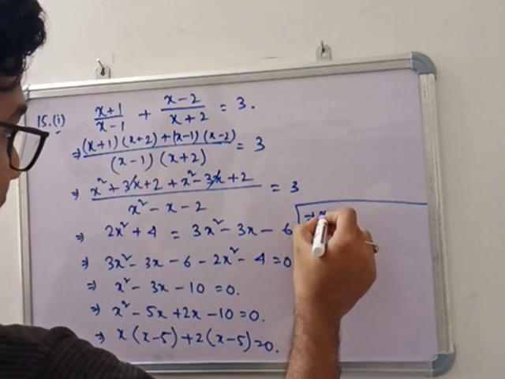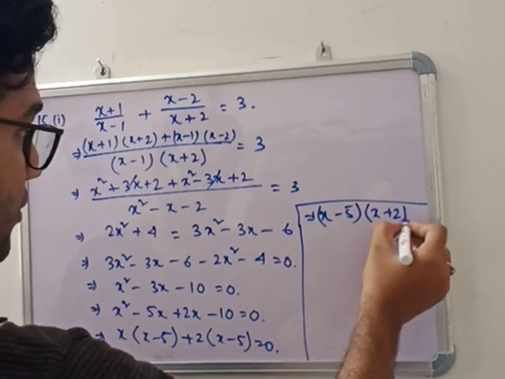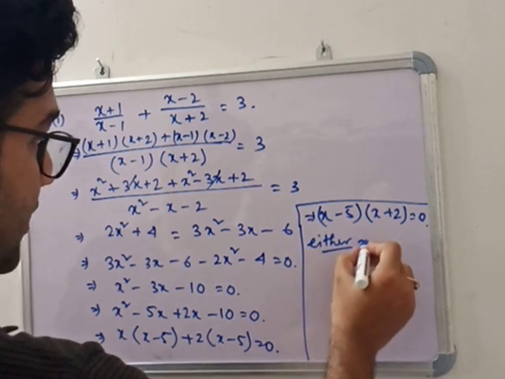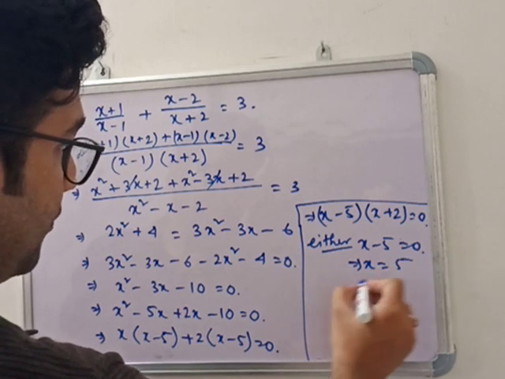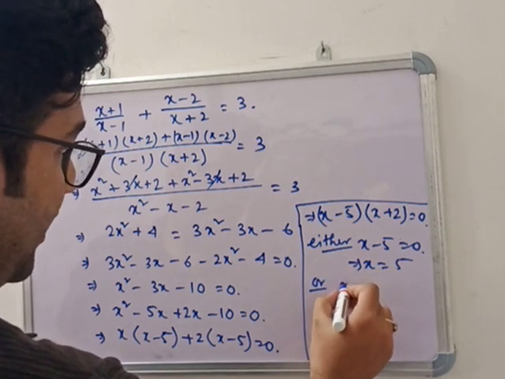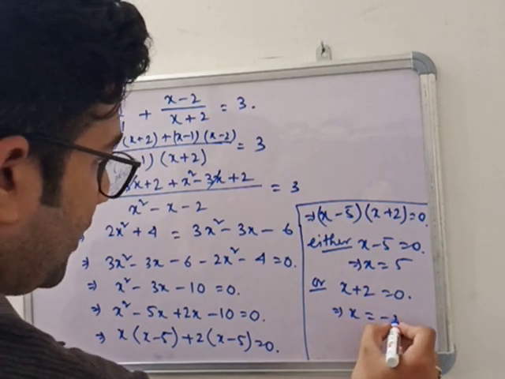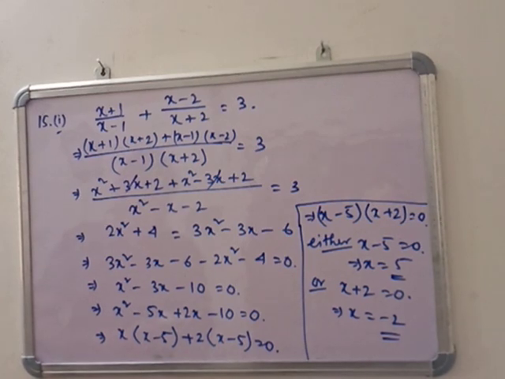Now we can write (x minus 5)(x plus 2) equals 0. So either x minus 5 equals 0, that means x equals 5, or x plus 2 equals 0, that means x equals minus 2. So the value of x is minus 2 and 5. Note it down, all of you.